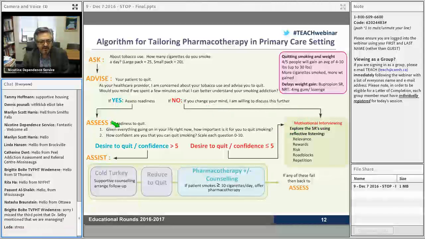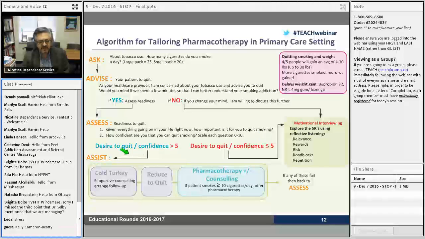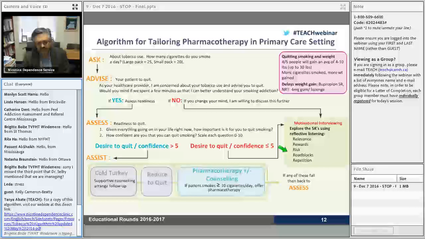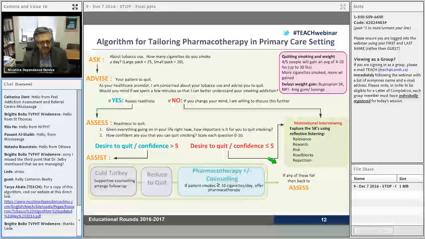Also, if they are ready, we ask their readiness to quit. These two questions are very quick questions to tell us where they may be. Now, most people who seek to quit will have high importance but low confidence, and that's where we can help and assist them. So we also need to understand that for those who are not ready or have low confidence, we have to start exploring using motivational interviewing to get them to be better ready to do that.